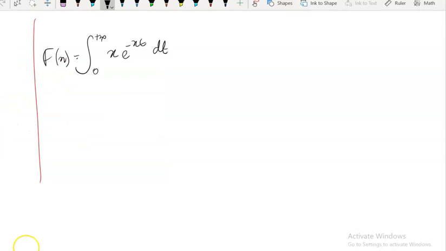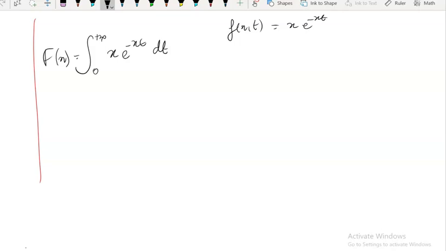No, that's not the one. So the correct second example is that one. Let's define a function, capital F of x, as the integral between 0 and plus infinity of a function f of x and t, two variables, which is x exponential minus xt.